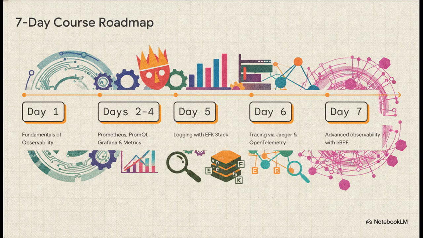Days 2 through 4, that's when we get hands-on with Prometheus, PromQL, custom metrics, and wiring it all up into some beautiful Grafana dashboards. Day 5 tackles logging using the EFK stack, so Elasticsearch, FluentBit, and Kibana. By day 6, we're conquering distributed tracing with Jaeger and OpenTelemetry. And finally, on day 7, we explore the totally revolutionary space of eBPF and how it is literally changing the observability game. It's a full journey from the very basics to advanced operations.